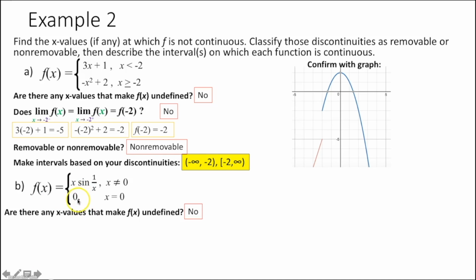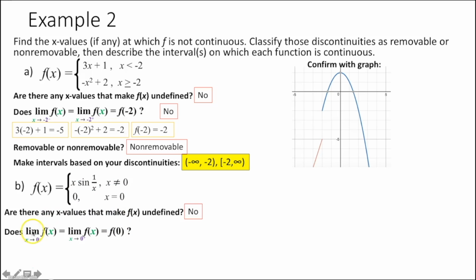Now, we're not sure if that point would make this whole function continuous, right? Does that fill in the hole, or is it a removable discontinuity? Is there a point somewhere outside of the hole? To answer that question, we have to figure out, does the limit as x approaches 0 from the left of our function equal the limit as x approaches 0 from the right of our function, and does that equal f of 0? Well, we already know that f of 0 is equal to 0.